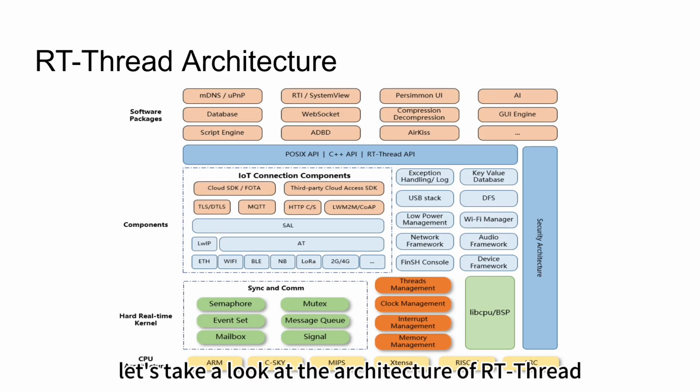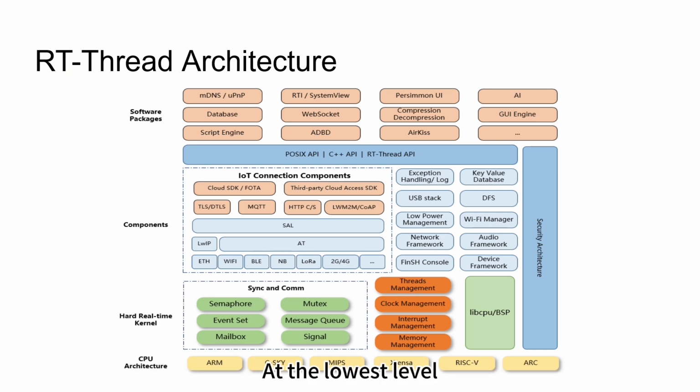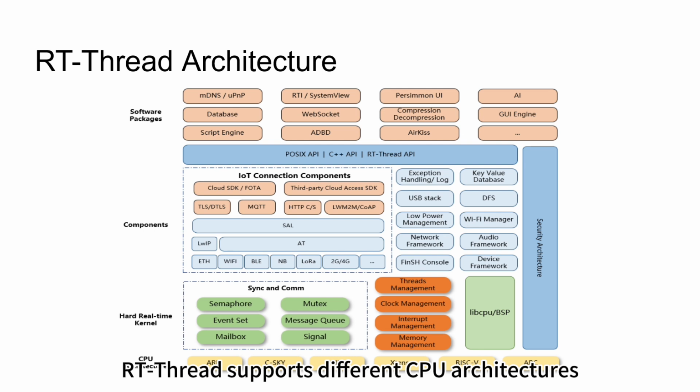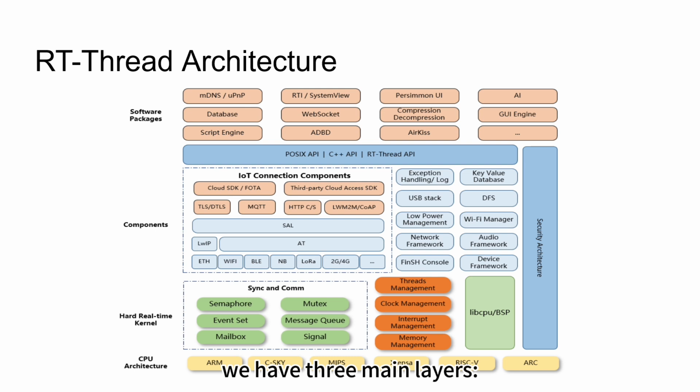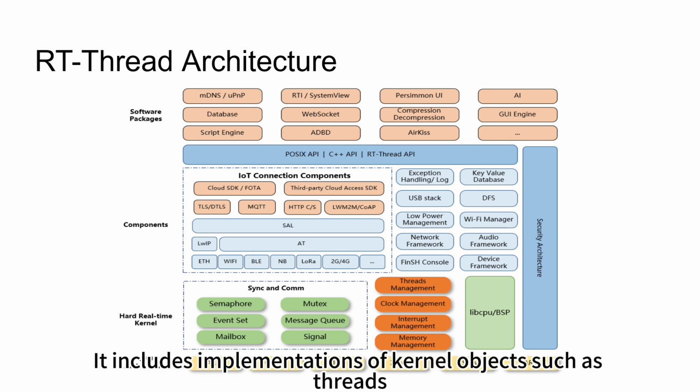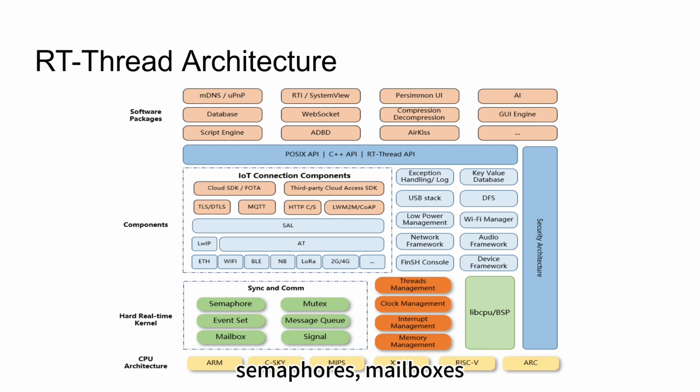Next, let's take a look at the architecture of RT Thread. At the lowest level, RT Thread supports different CPU architectures. Moving up, we have 3 main layers. First, kernel layer. Kernel layer is the core of RT Thread. It includes implementations of kernel objects such as threads, scheduling, semaphores, mailboxes, message queues, memory management, and timers.